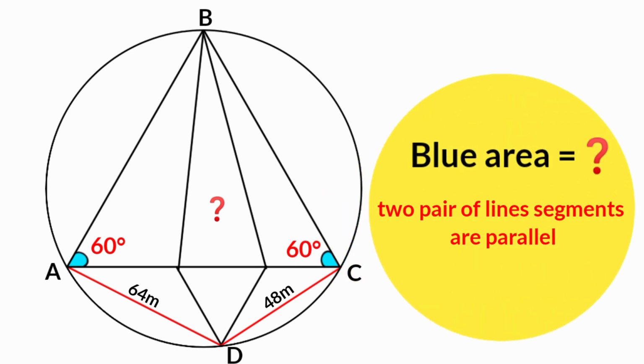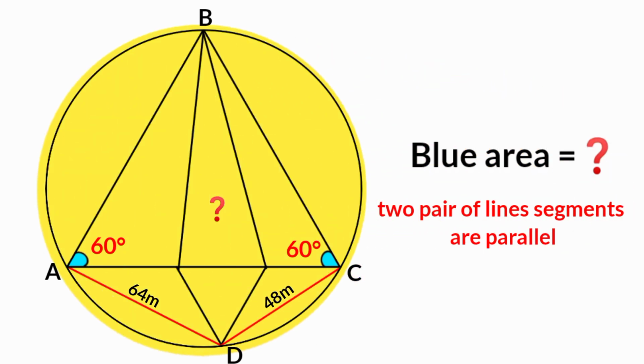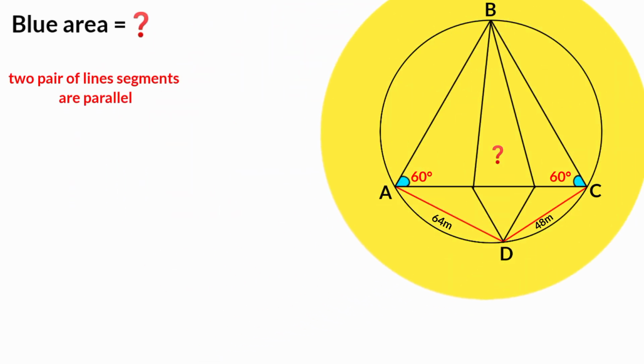Here we are told that two pairs of line segments from here are parallel. So how can we solve it? This actually is a very simple question. There are many perfect methods to solve it. So please, if there is any other good method other than the one we are going to use, which you know, please share with us in the comment section.